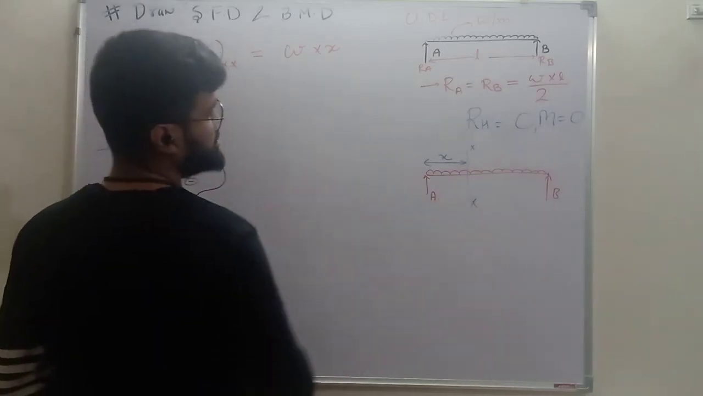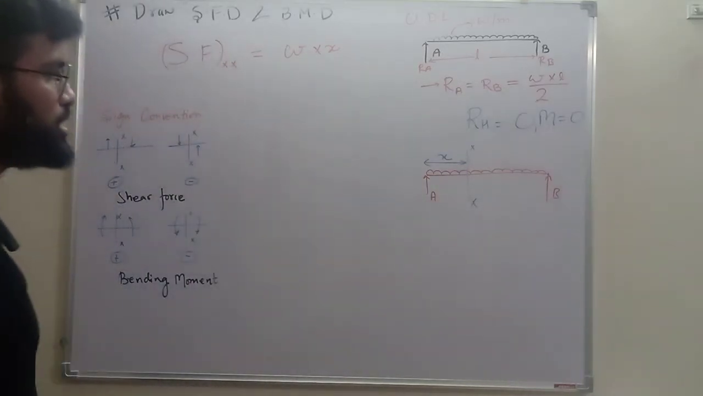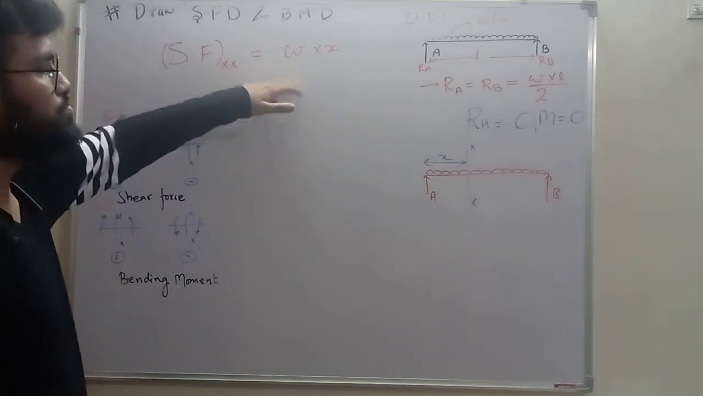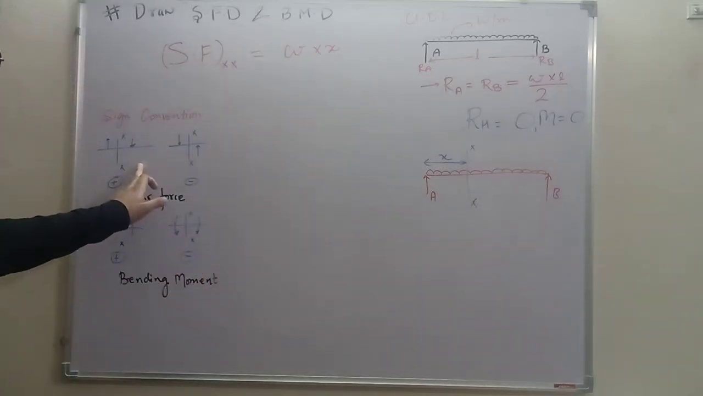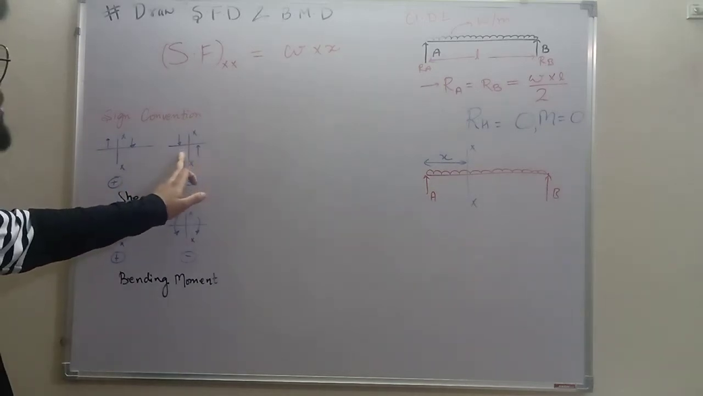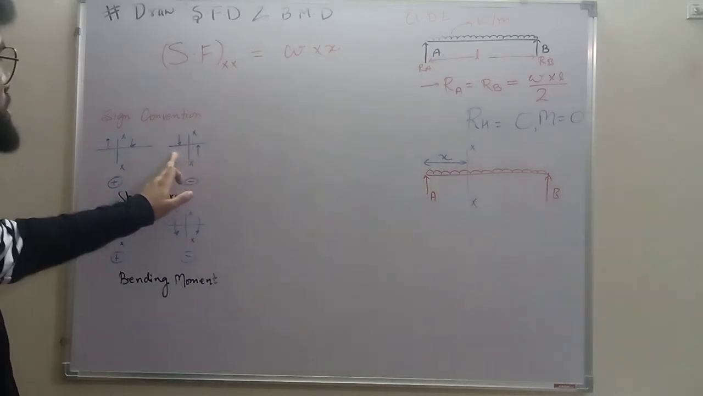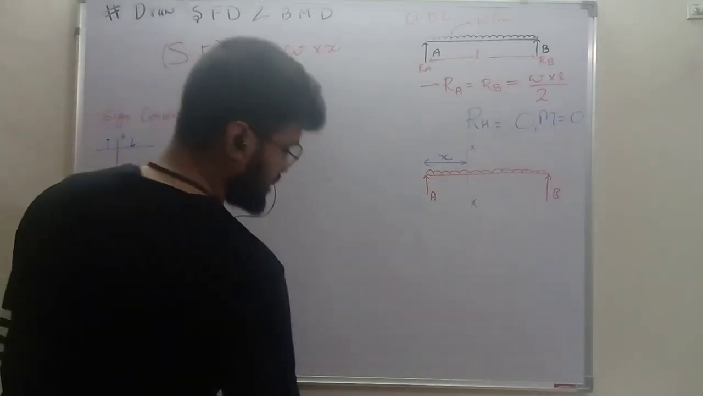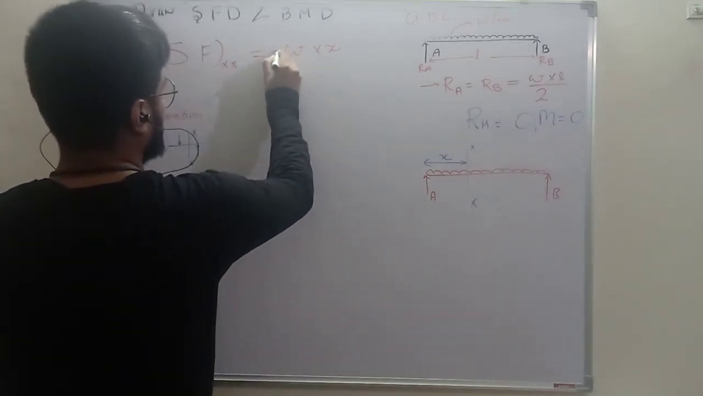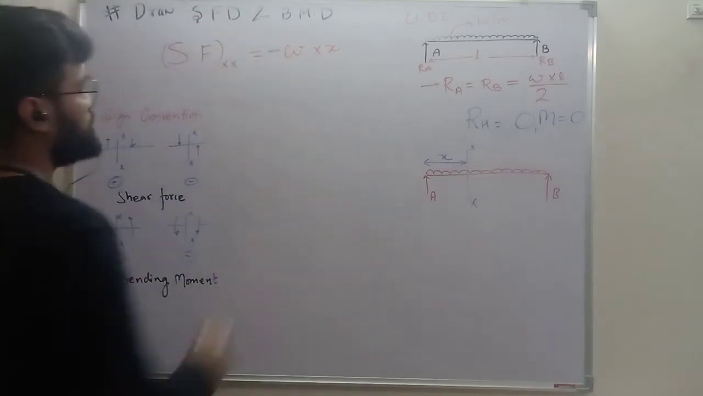And what will be its direction? Its direction will be downward. W into X acts in the downward direction, and it is on the left side of the section. According to the convention, if the force is acting on the left side of the section and in the downward direction, we take it as negative. So this will be negative.